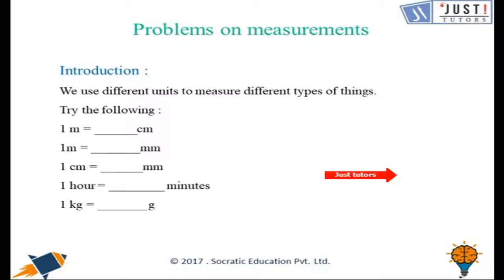And now let's move forward and have a quick introduction about different kinds of units. So take your time, give it a pause and try the given questions. If I talk about 1 meter, we have 100 centimeters. 1 meter has got 1000 millimeters. 1 centimeter is the same as 10 millimeters, and if I talk about 1 hour, we have 60 minutes, and 1 kilogram is the same as 1000 grams. So we'll be using different units to measure different types of things.